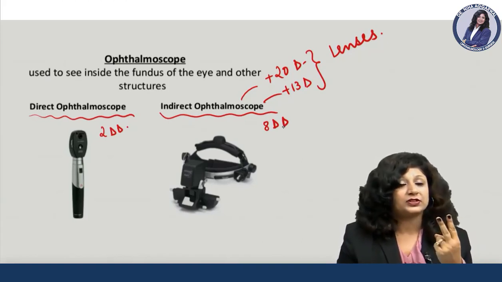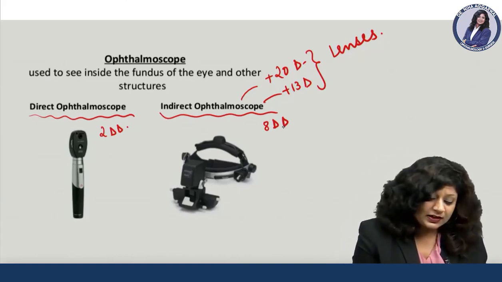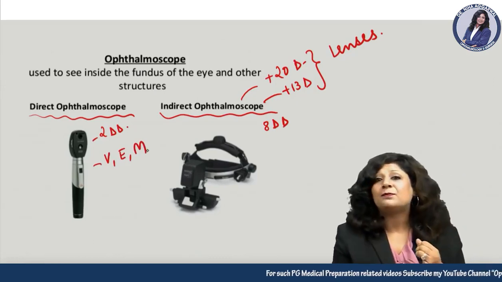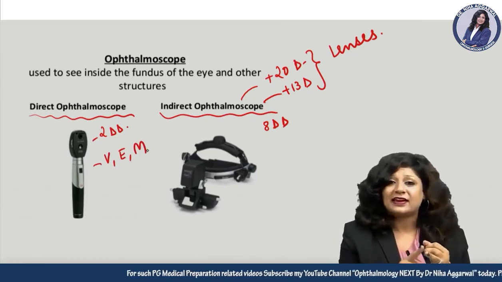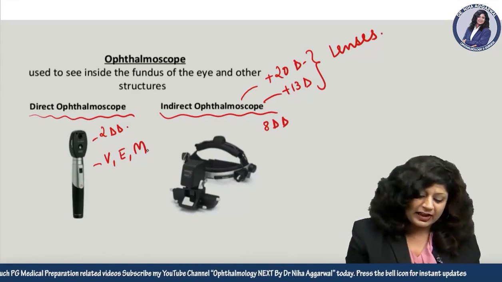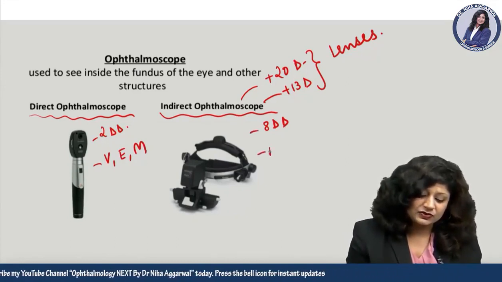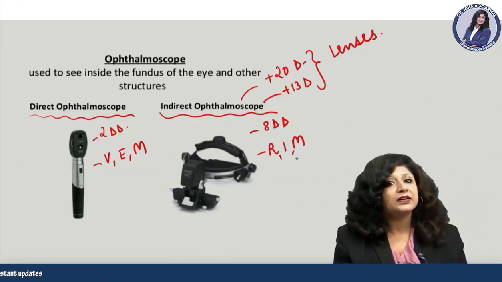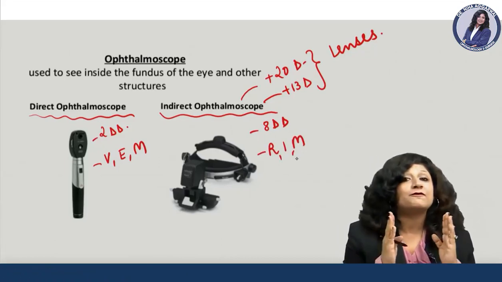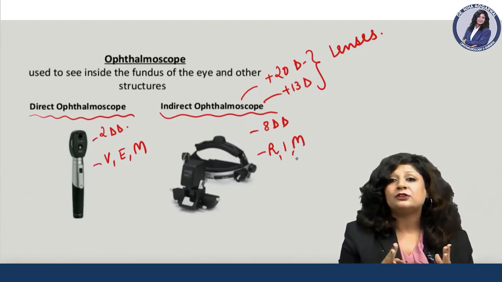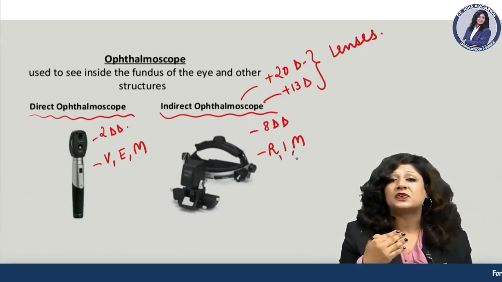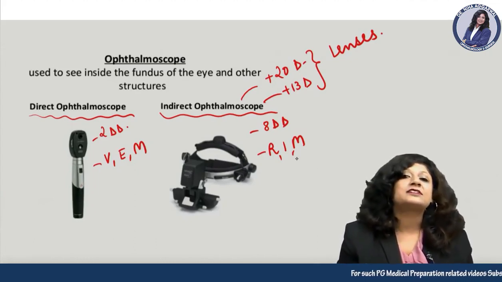Now, the second important thing, the image formation. The direct ophthalmoscope will make an image virtual, erect and magnified. Remember it as: virtual, erect and magnified. While in cases of indirect, it is RIM. RIM means what? It is real, it is inverted and it is magnified. So you have to be very clear that whenever you are doing indirect ophthalmoscopy, the image that you are seeing is real, inverted and magnified.